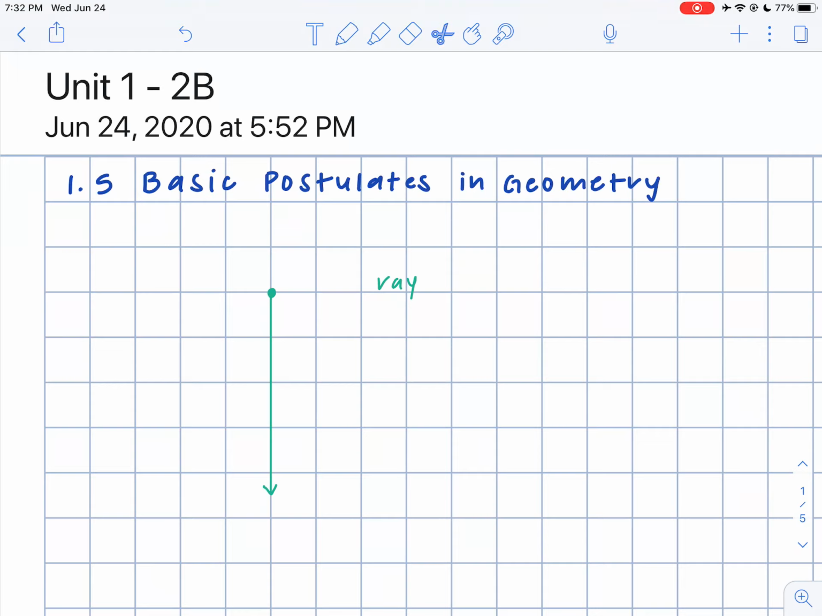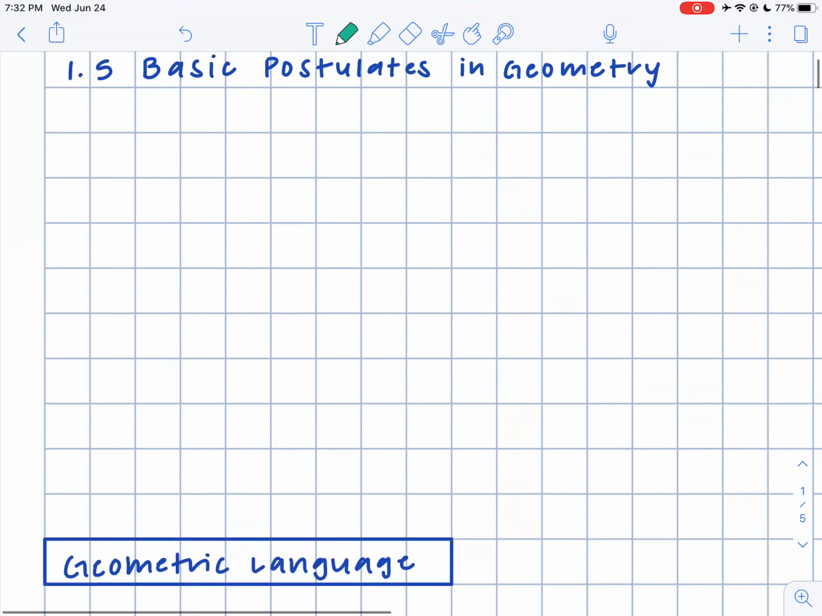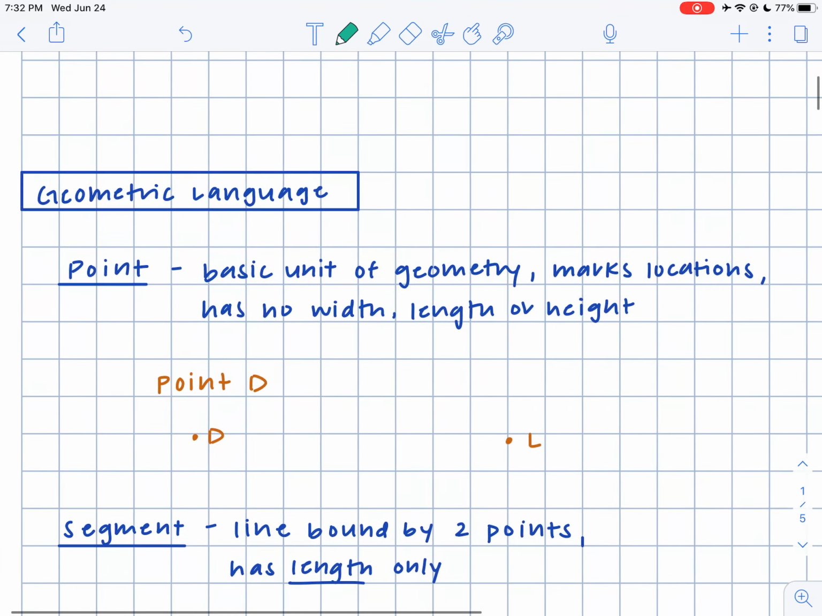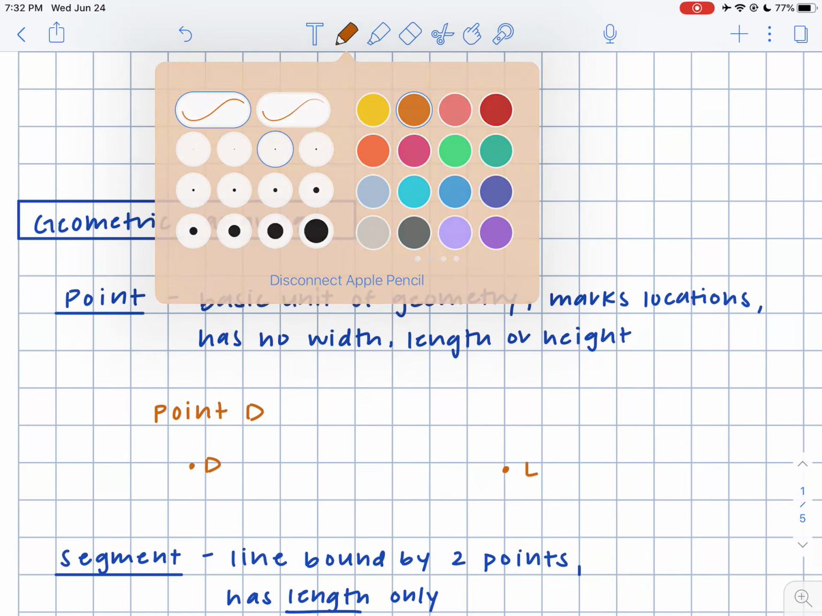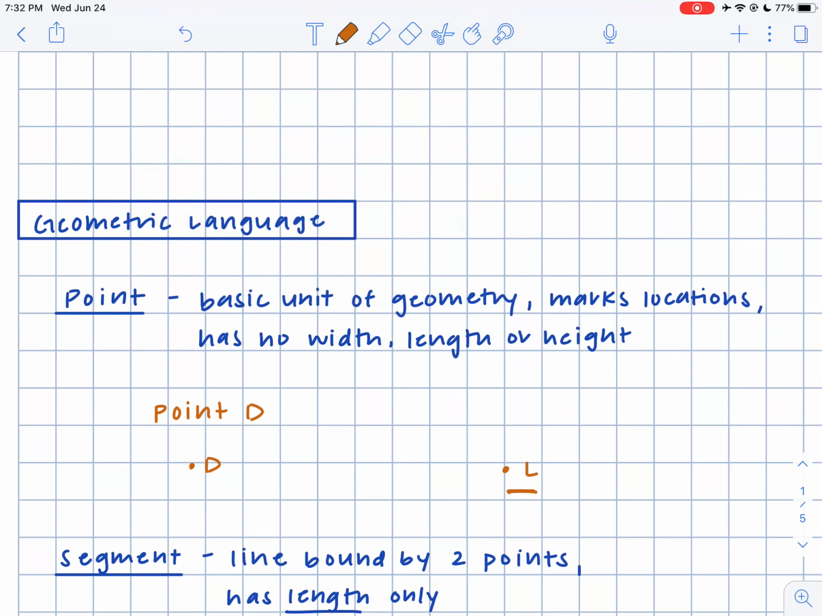Okay, now let's get into naming some of these. So, again, a point is a basic unit of geometry. It marks locations and it has no width, length, or height. So we have a point here called point D, and we would name it point D. And Apex says that points would always be named with capital letters. It could be any letter, it would just be capital letters. So how would we name this point right here? Well, we would just say point L, and that's it.